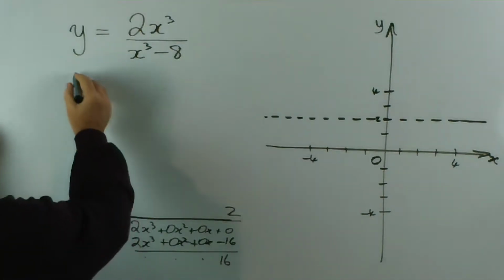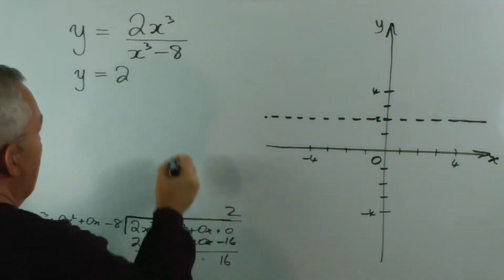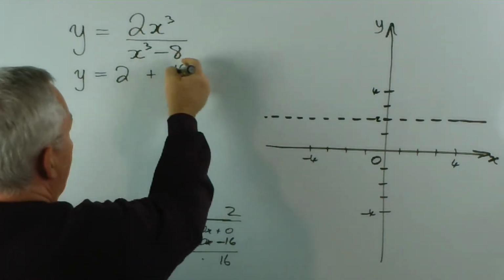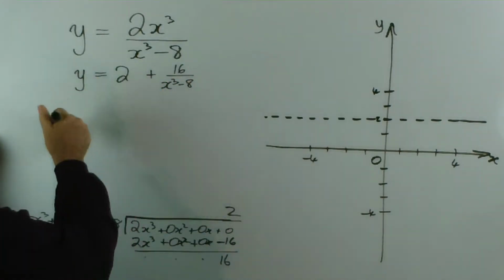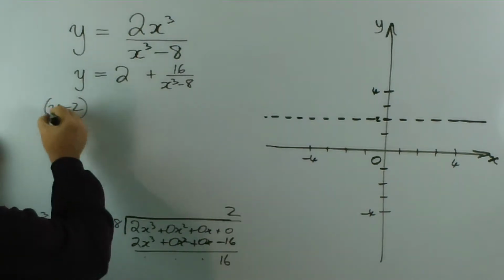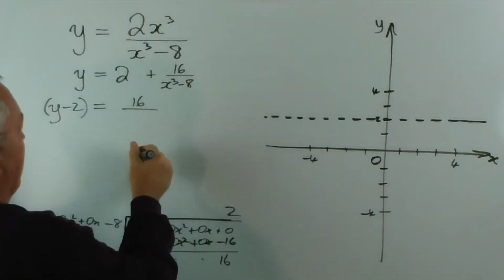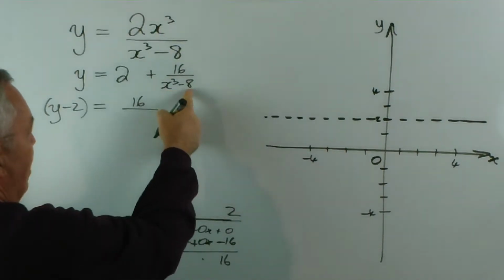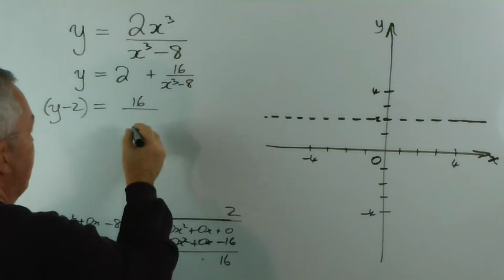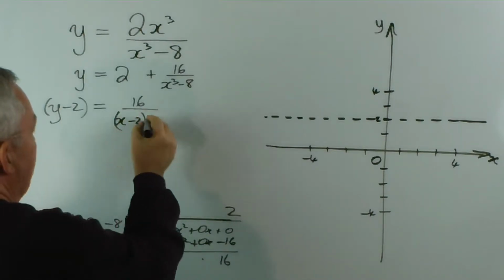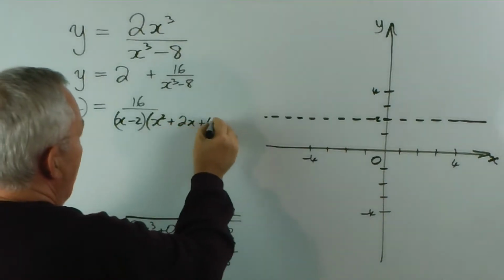So that tells me that y is equal to 2 plus 16 over x cubed minus 8. I'm bringing the 2 over, and I've got 16 over. Now I'm going to factorise this. It is a cubic. 8 is equal to 2 cubed, so it's a difference between cubes. And it's going to be x minus 2 times x squared plus 2x plus 4.